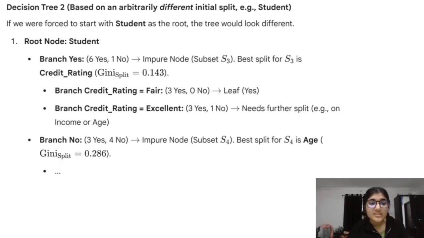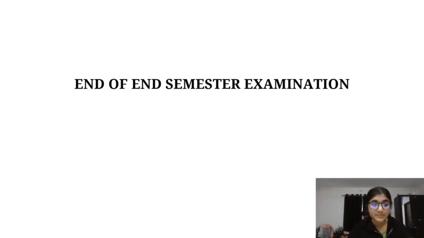Decision tree 2 is based on an arbitrary, different initial split. For example, if we were forced to start with student as the root, the tree would look different. The root node is student, where the branch yes splits on credit rating: fair, and excellent, where 3 yes and 1 no are used. Then the branch no has 3 yes and 4 no, an impure node. The best split for S4 is age, where the Gini split is 0.286. So all the questions are discussed.